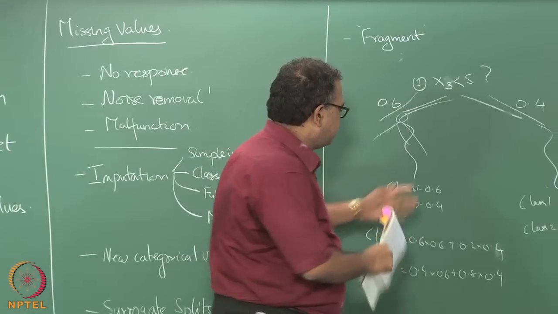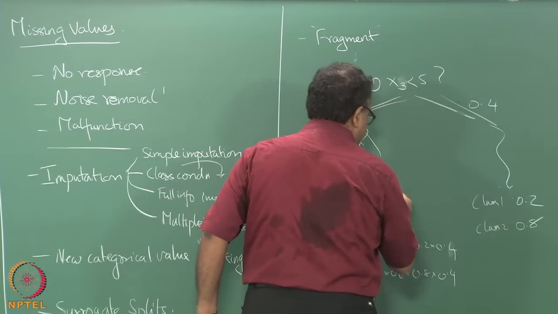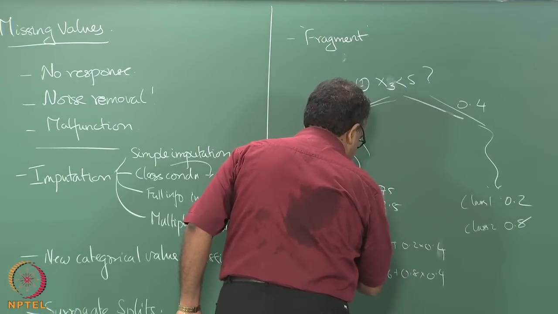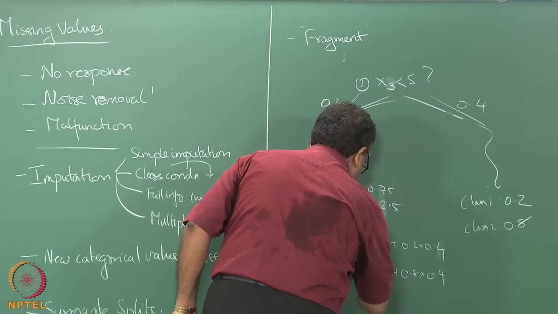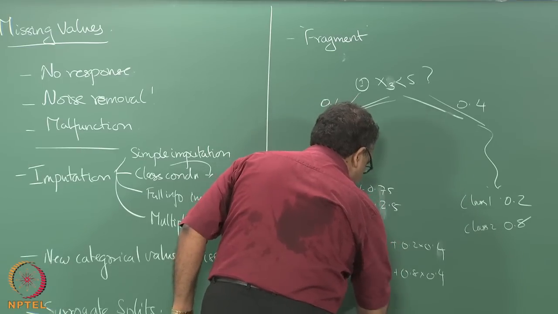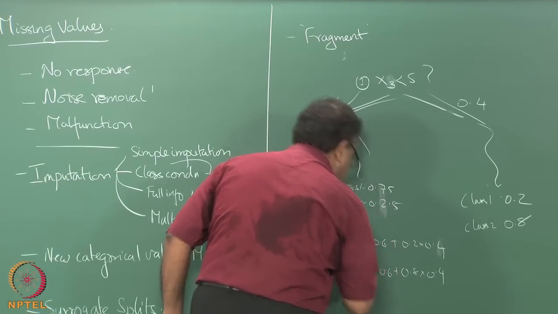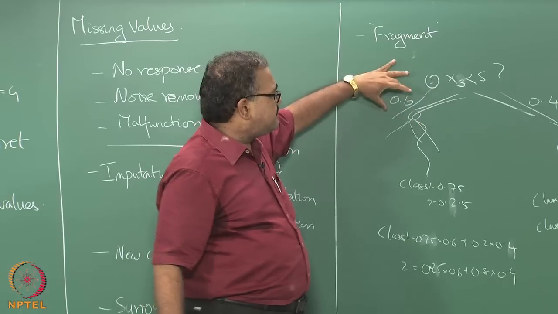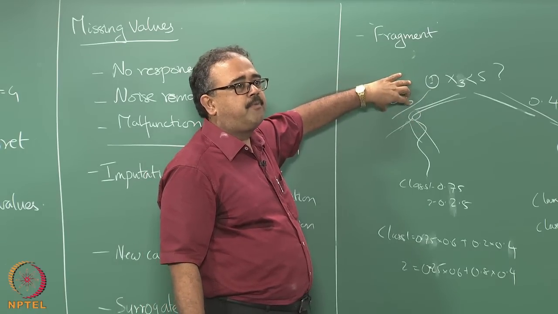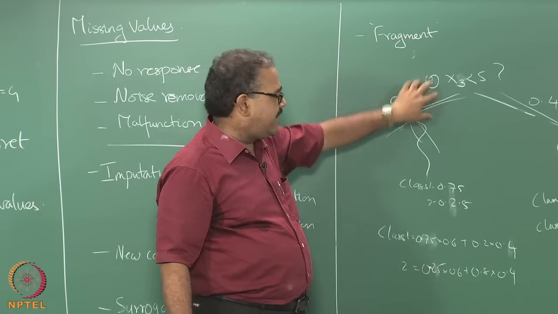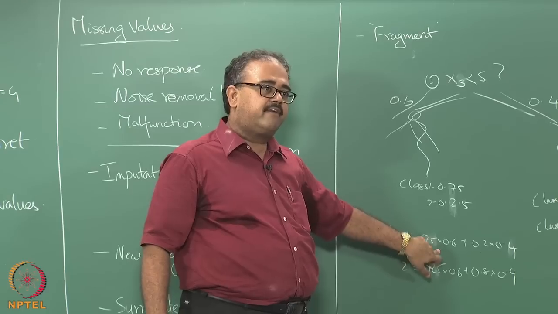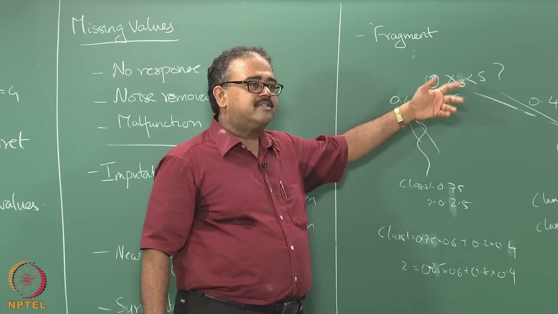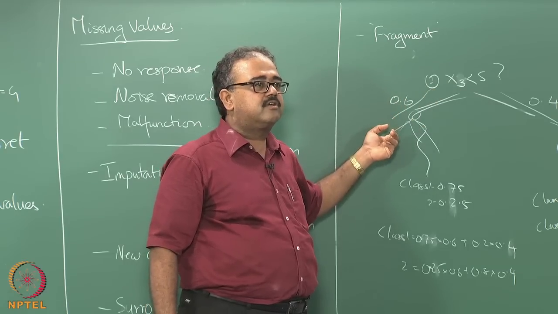No. Maybe this is a bad choice. Does that make sense? I am using it only once, right. So, what is the meaning of saying 0.6 of the data point goes down this side? It is essentially I will go all the way down and I will say that finally I will use the 0.6, right. I am not using the 0.6 anywhere here. I am just telling you what is the semantics of saying 0.6 goes down this way.